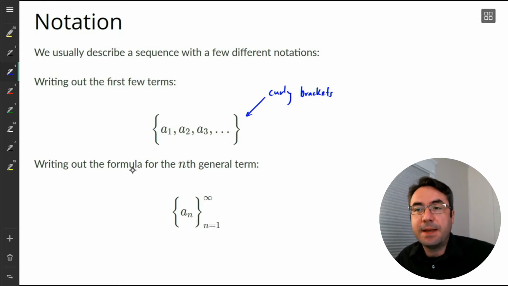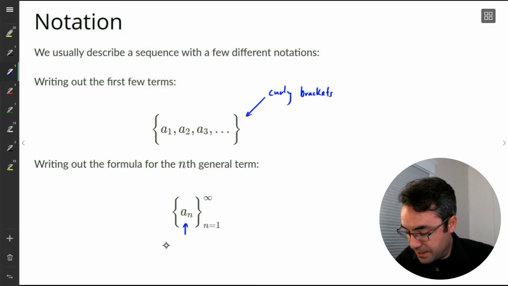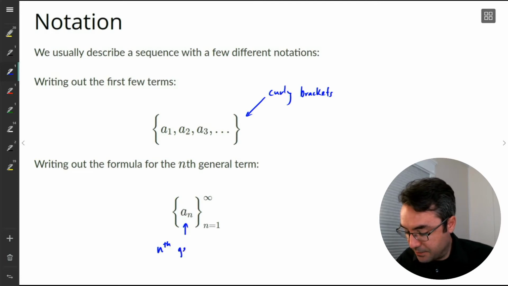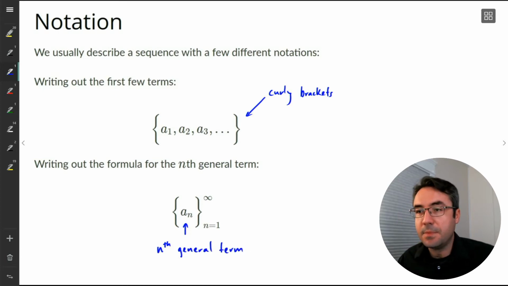Well, sometimes we want to know what the actual formula is for our function. So another way to do this is to write out the formula for that nth general term. That's what we're seeing here. Inside here, this is going to be a formula that we can just plug into. It's kind of our function formula. So this is just the nth general term, A sub n. And again, we're using curly brackets to denote that this is going to be a sequence.